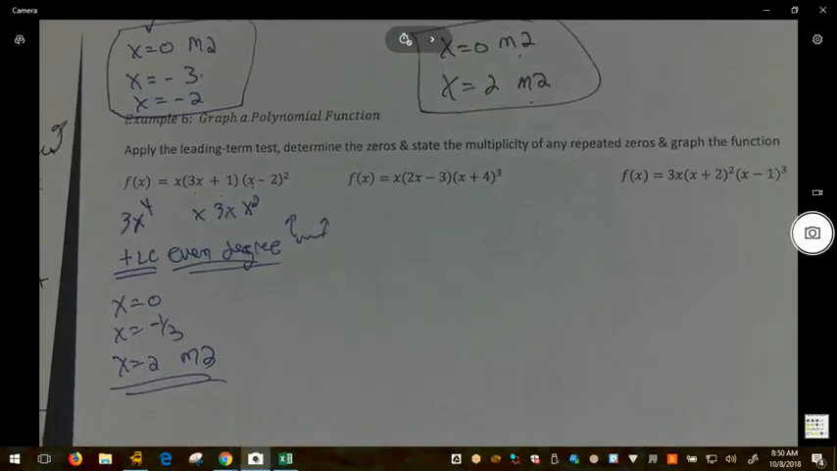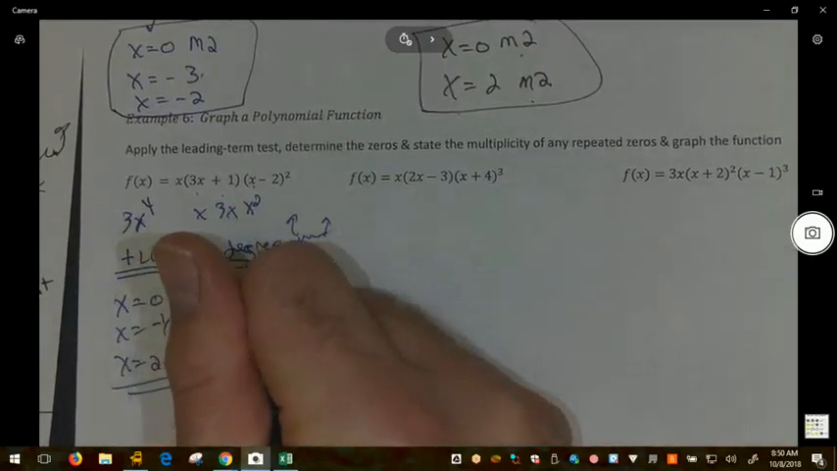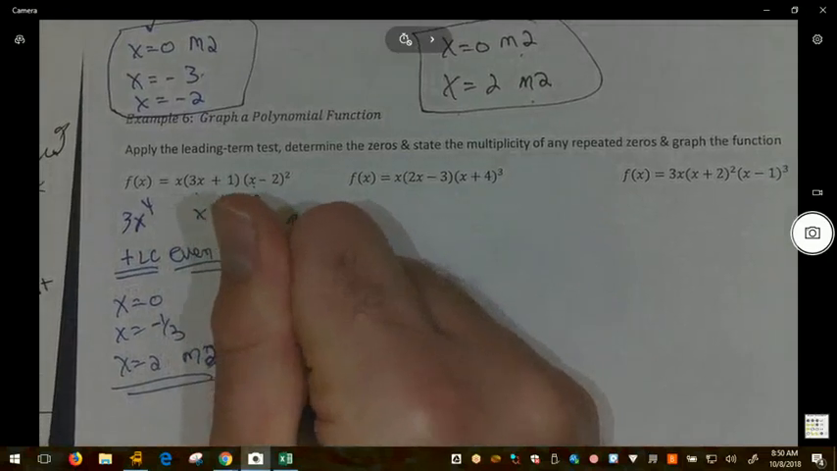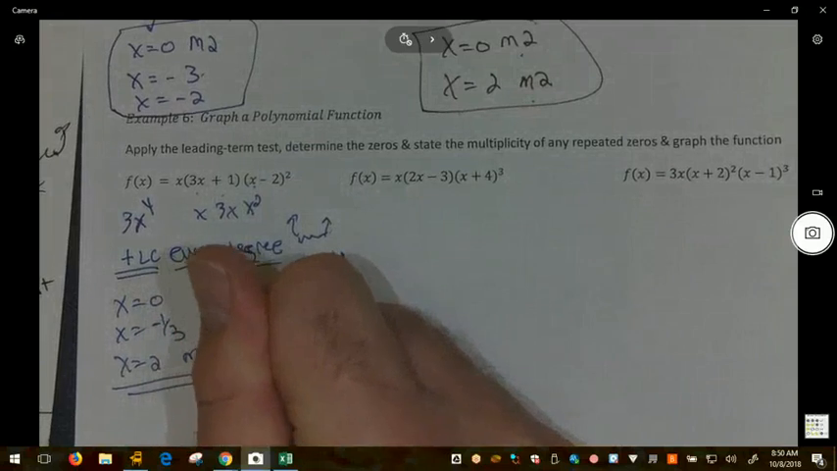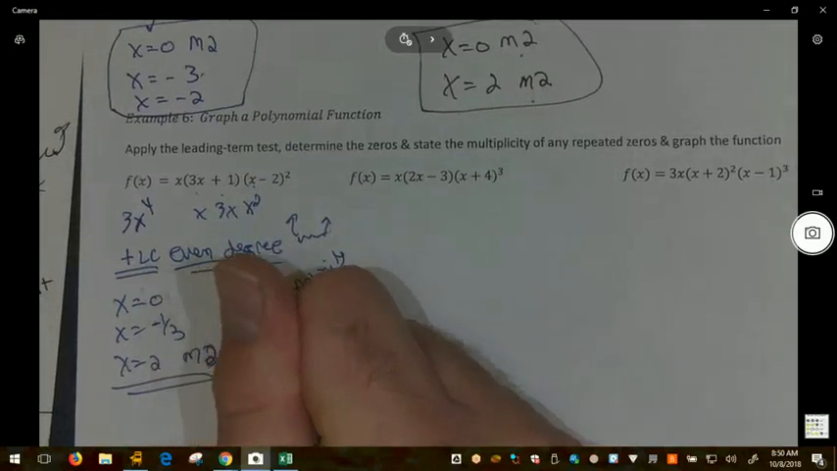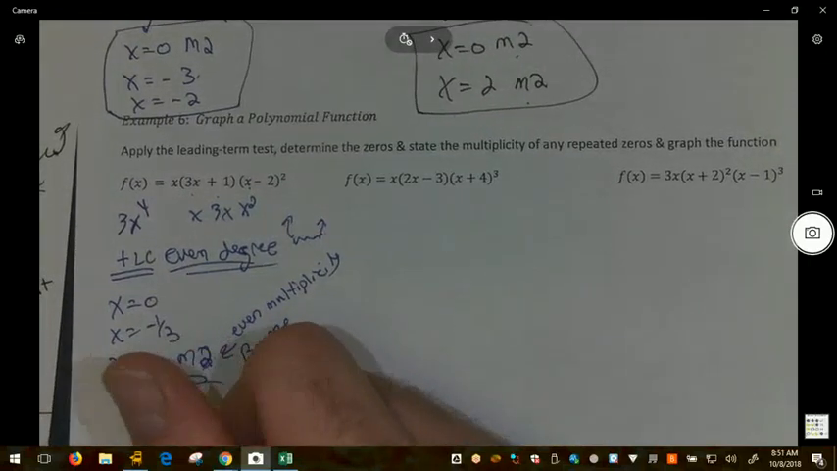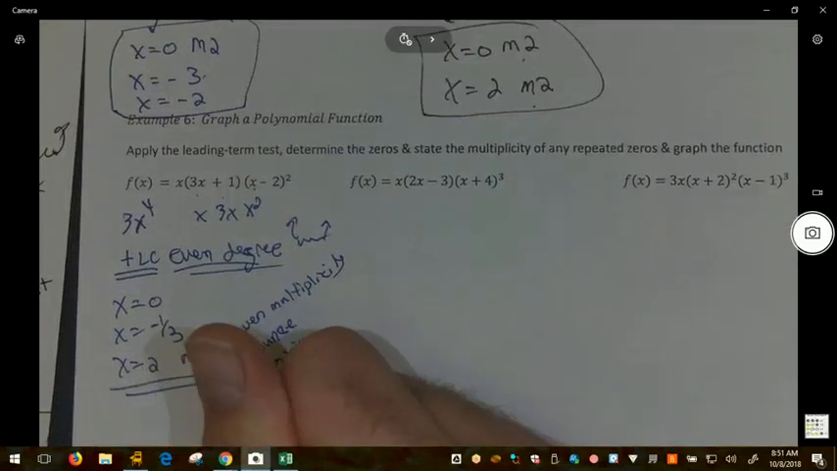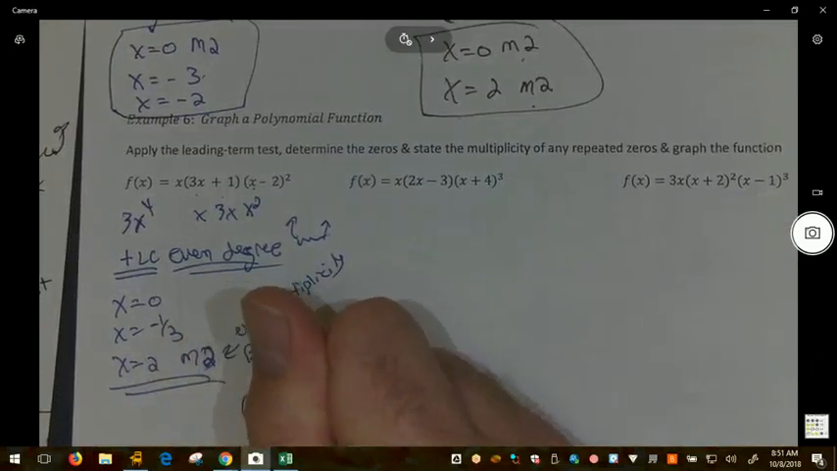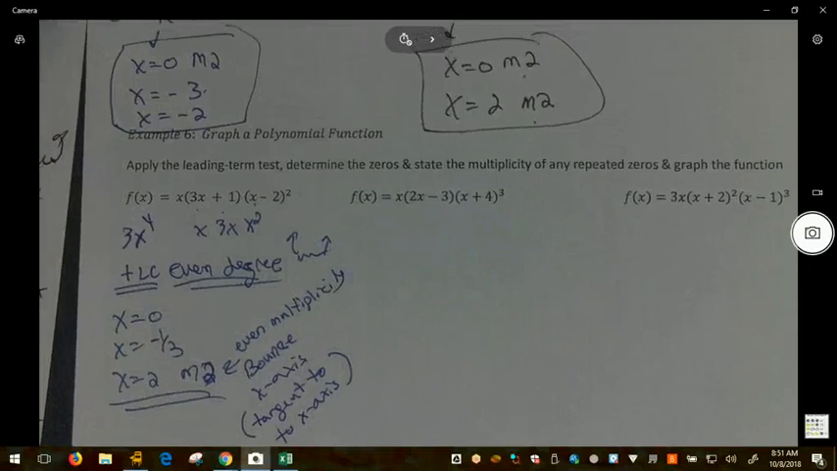Now we know from our exploration and from Algebra 2 that when it has even multiplicity, the graph will bounce at the x-axis. And that bounce is said to be that the graph is tangent to the x-axis. If you remember from geometry, tangent means that it does not intersect. It touches, but it doesn't cross over.